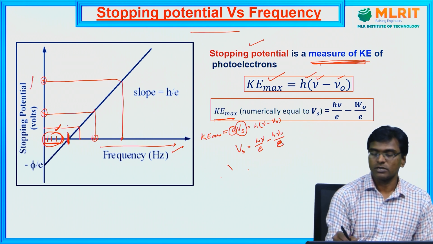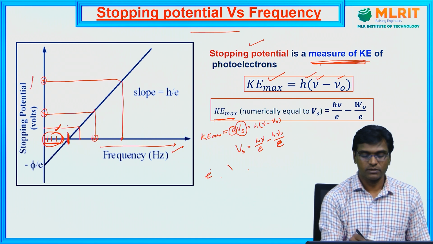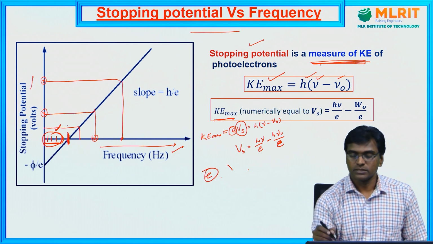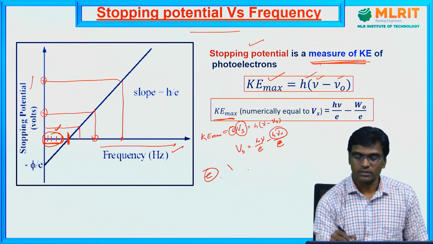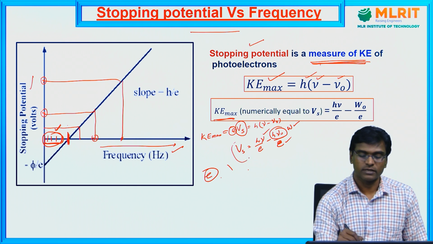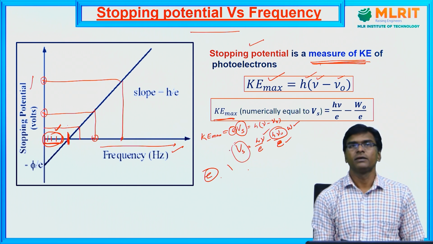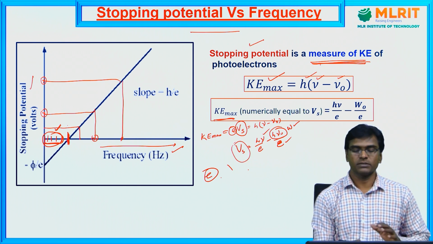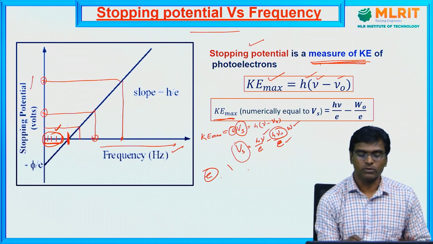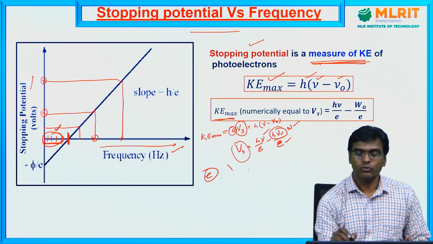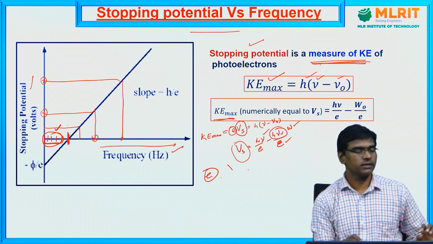Here e means the charge of the electron, and h nu naught is nothing but the work function. If you know the work function, the charge of the electron and the frequency, you can calculate the kinetic energy of the ejected electrons. It means all the parameters are available. So if two parameters are given, the third parameter can be calculated.